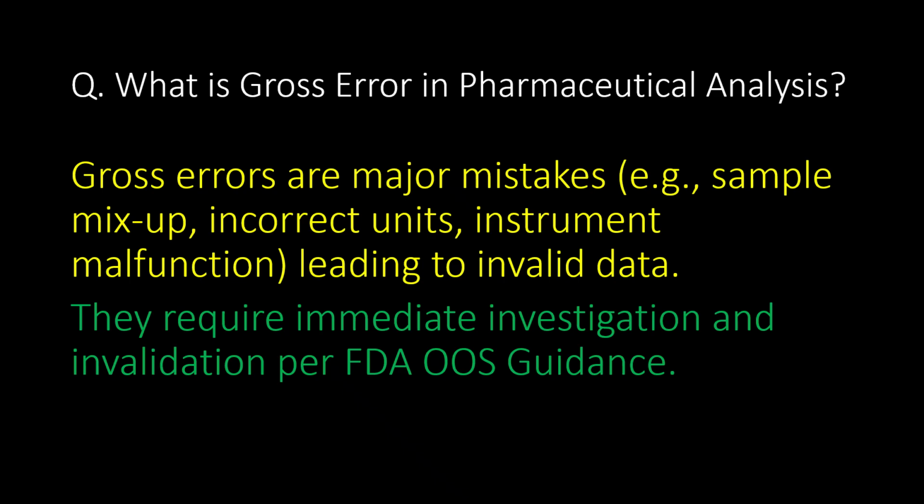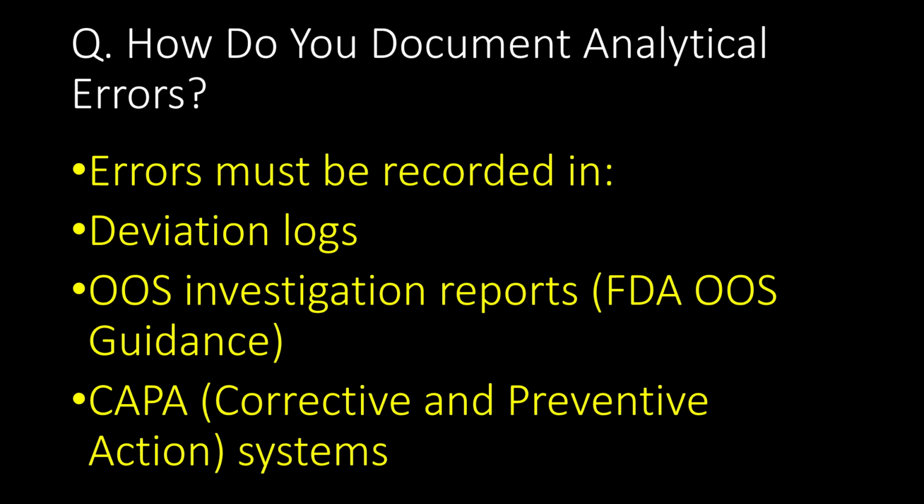What is gross error in pharmaceutical analysis? Gross errors are major mistakes, for example, sample mix ups, incorrect units, instrument malfunction, leading to invalid data. They require immediate investigation and invalidation as per FDA's OOS guidance. How do you document analytical errors? Analytical errors must be recorded in deviation logs, OOS investigation report as per FDA's OOS guidance, and CAPA, that is corrective and preventive action systems.